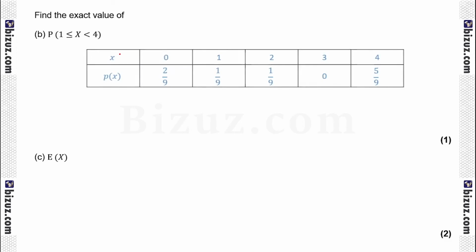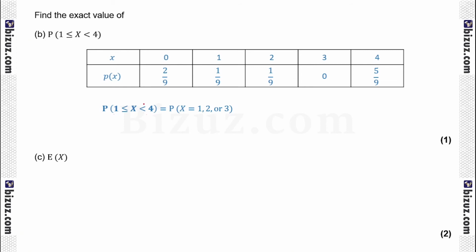Find the exact value of B, the probability that X is greater than or equal to 1 and less than 4. So I'll bring the table for reference again. Here I've actually put the value of K so you can numerically see all the probabilities. As you can see, X can be 0, 1, 2, 3, or 4. So capital X is greater than or equal to 1 and less than 4.